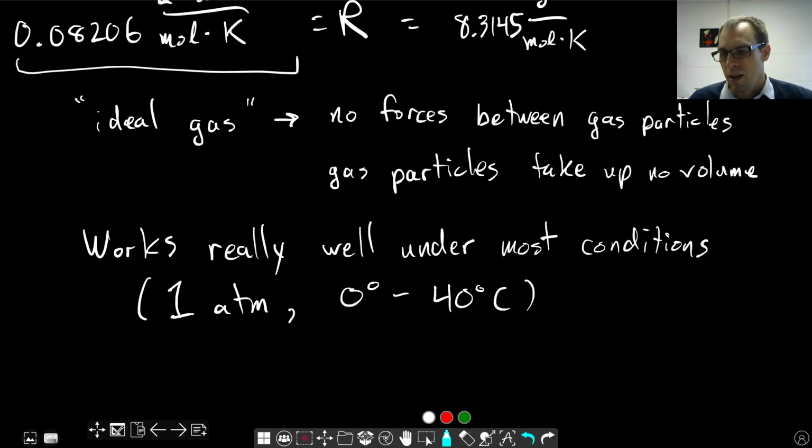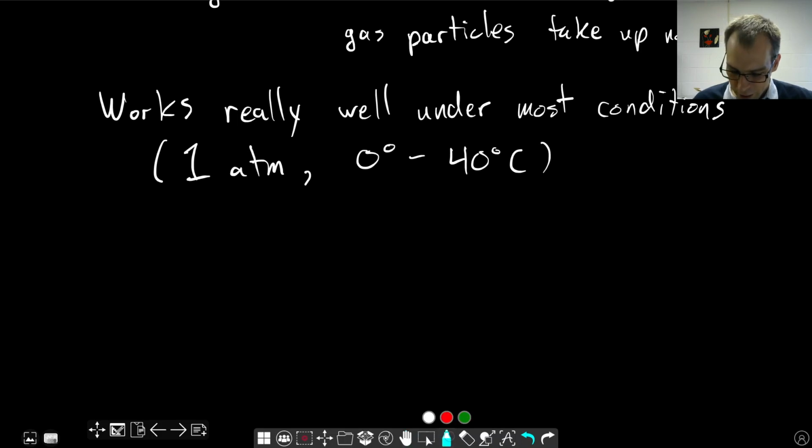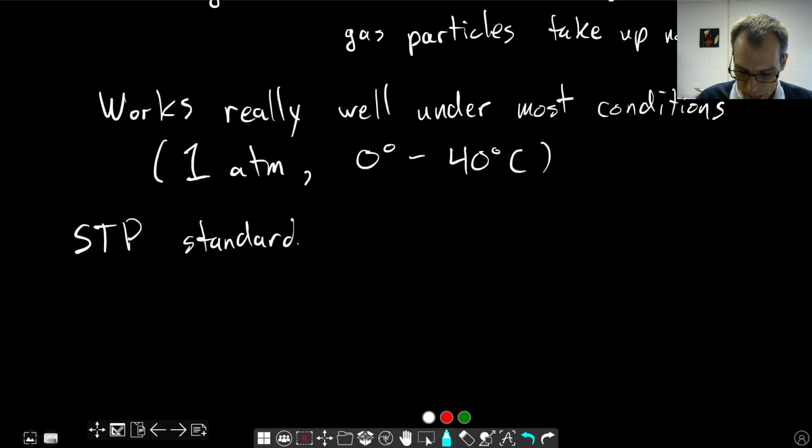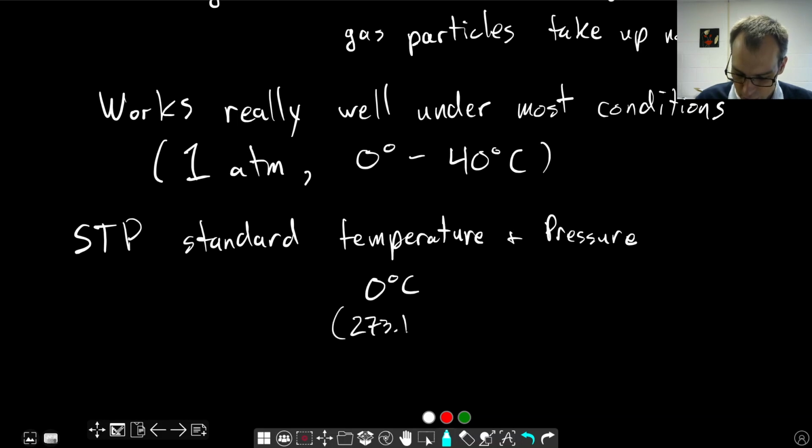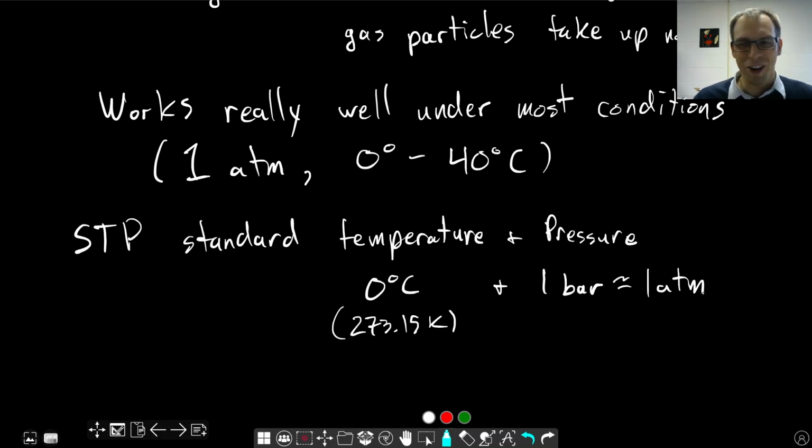Okay, one additional thing is that we often think about gases at what we call STP, standard temperature and pressure. This gives us a reference point to compare everything to. The specific standard temperature and pressure that we choose are 0 degrees Celsius, or 273.15 Kelvin, and 1 atmosphere. Well, technically it's 1 bar, but that's about equal to 1 atmosphere of pressure. As you know, they're not quite the same, as I showed in the video on pressure, but for our purposes, we'll consider them to be equal.